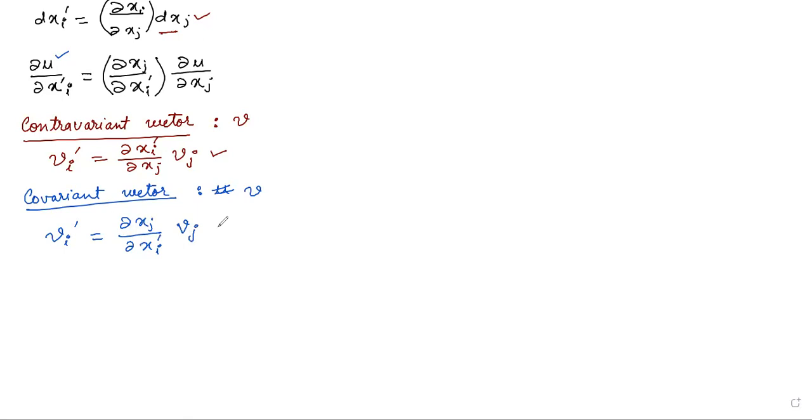Okay. So if the components of a vector transform according to this second rule, then we say these components are the components of a covariant vector. If you look closely, this transformation is the same as the transformation of the partial derivatives of a function u. Now from these four equations, what can we see?